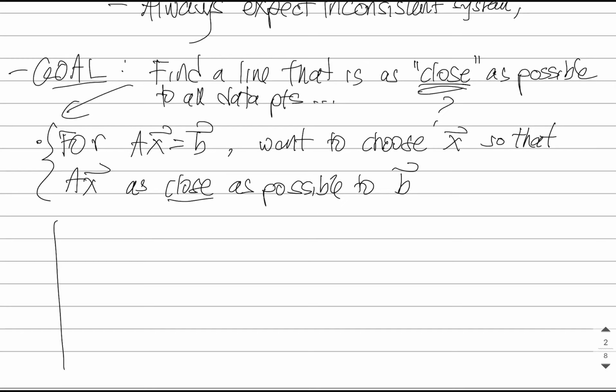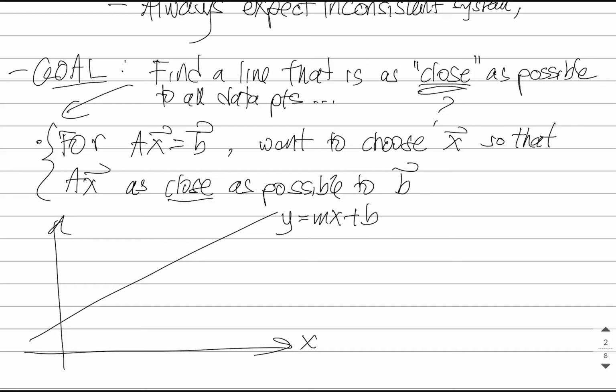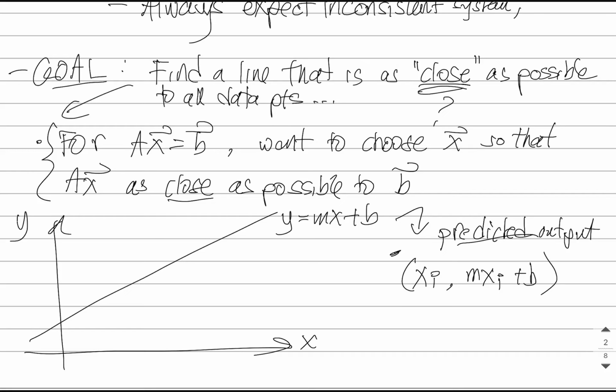When we talk about our data set, we are saying here's a line, y equals mx plus b, with an x-axis and y-axis. If we have this line, we are going to be talking about predicted outputs. The predicted output from the theory says if you give me an input xi, I should give you mxi plus b. And then we'll find the observed or the data output.